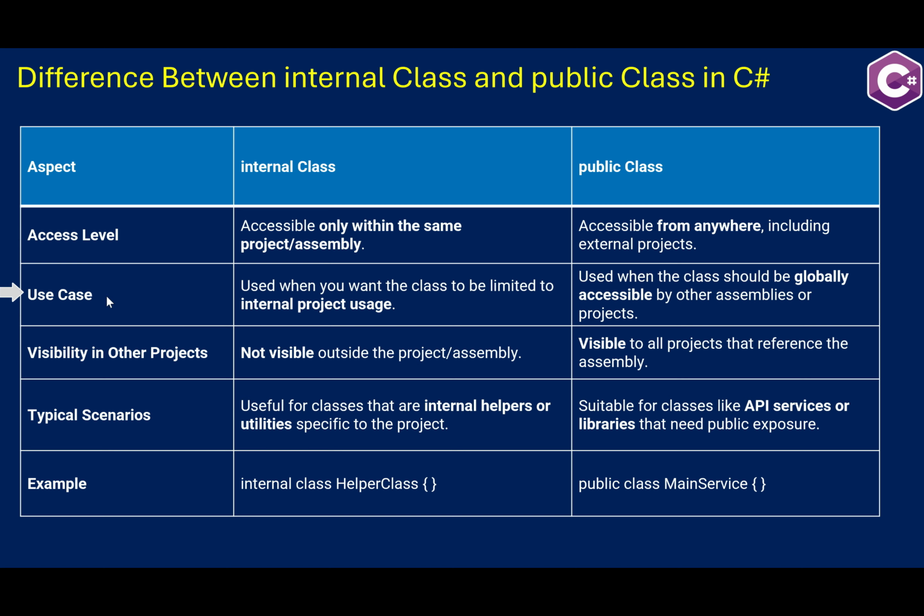So if you go to the use case, you can use the internal classes in the internal project usage, but with the public class, whenever you want to export the class globally, in that case you have to use the public class. It is used when the class should be globally accessible by other assemblies or projects.